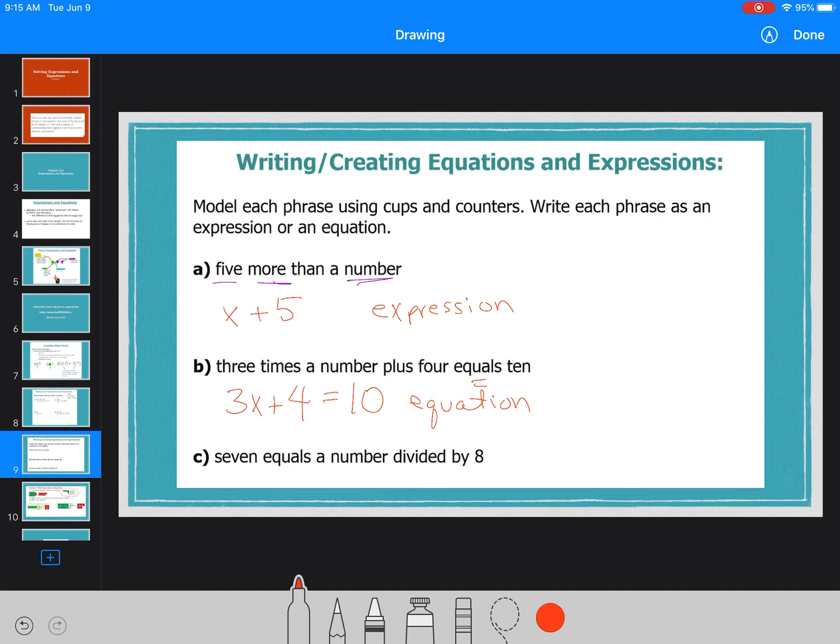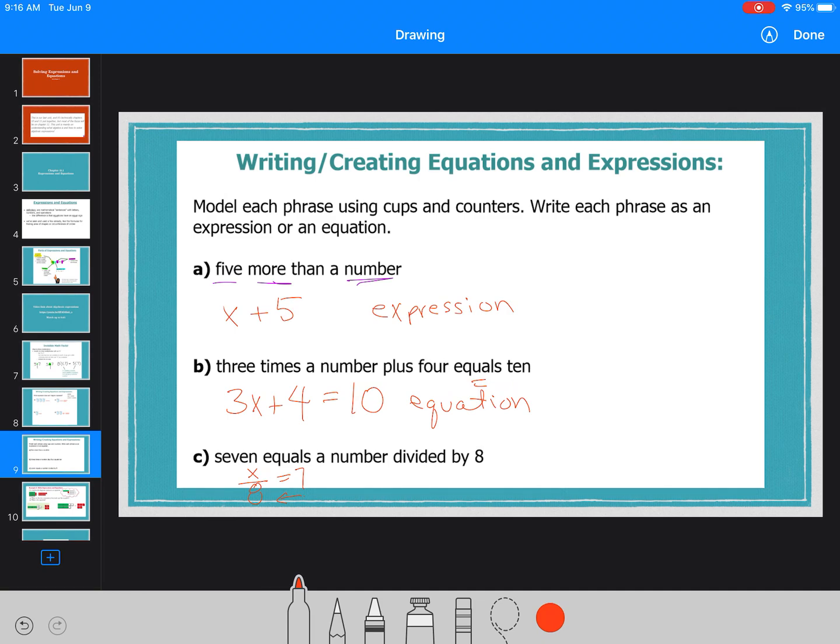And then 7 equals a number divided by 8. Oh, so a number, it's actually a number divided by 8 equals 7. So you can even read it backwards. 7 equals a number divided by 8. You can even read it that way.